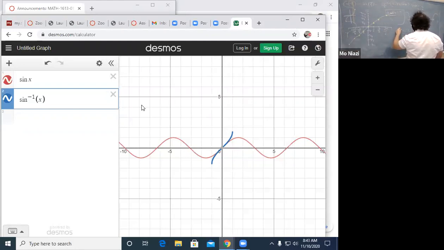So now you're introduced to sine inverse. It is indeed a function, and its domain is negative 1 to 1, and its range is negative pi over 2 to pi over 2. Okay, so that's what that graph looks like. Let us keep that up so that I can use it to graph while I do the math up here.